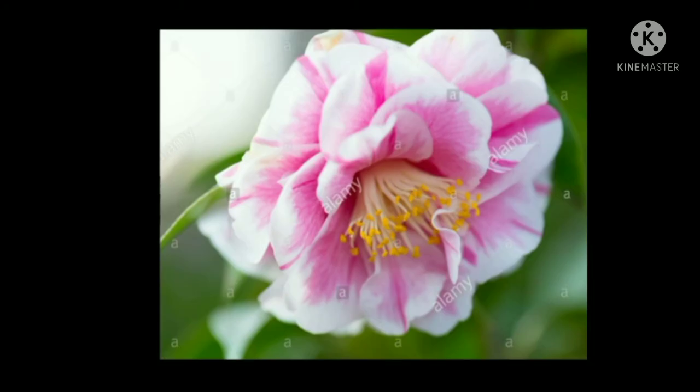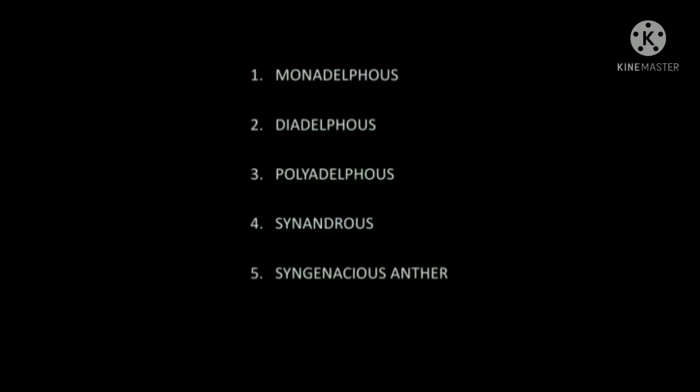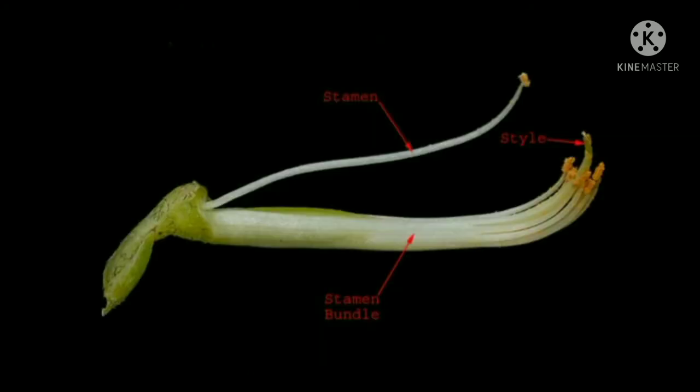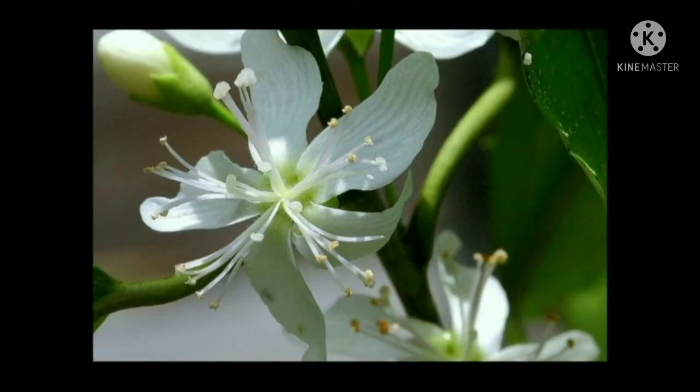If it is free, then it is called polyandrous. If it is fused, based on the degree of fusion, there are 5 types of androecium. In monadelphous, diadelphous and polyadelphous stamens, the filaments are fused. In monadelphous, it fuses to form a single bundle. In diadelphous, it forms 2 bundles. In polyadelphous type, the filaments fuse to form more than 2 bundles.